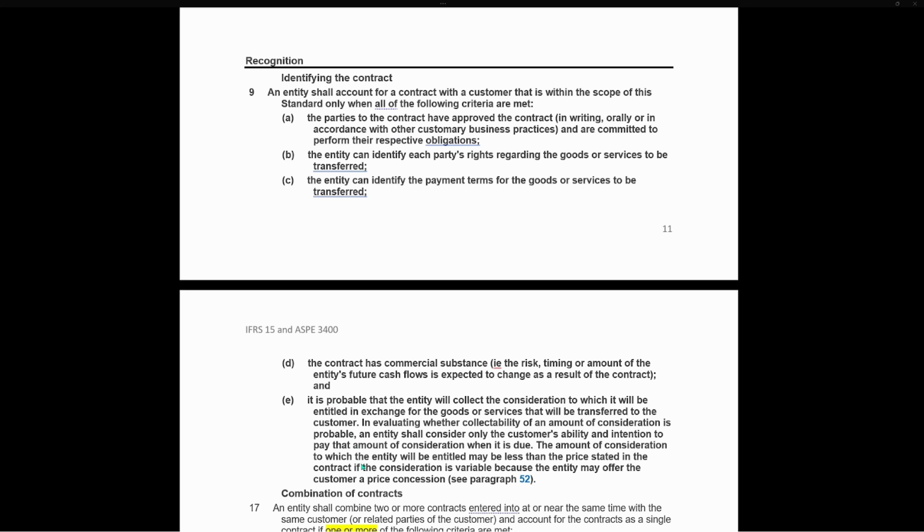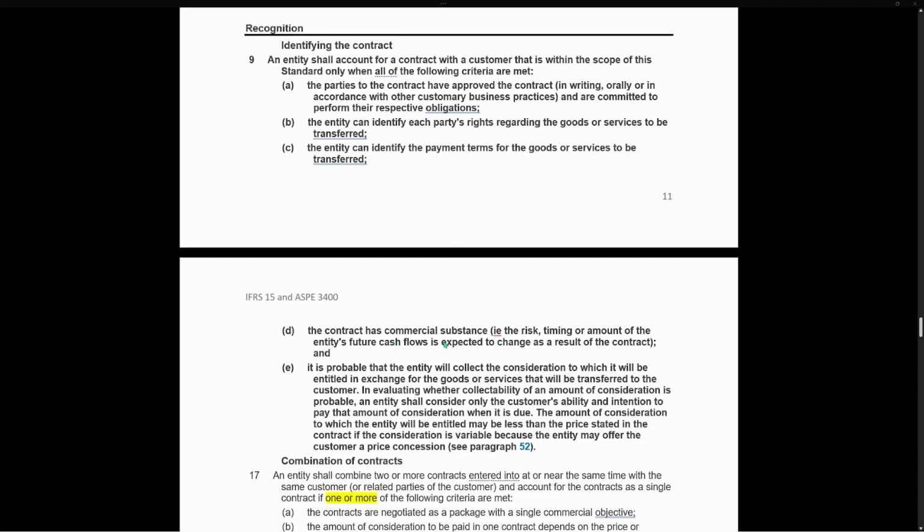You need competent mark. The first part is talking about the parties approving the contract. The second one is the parties' rights regarding the goods or services, and then there are payment terms, and the other one is commercial substance, like the risk, timing, or amount of the entity's future cash flow, and the other one is that it is probable that the entity will collect the consideration.